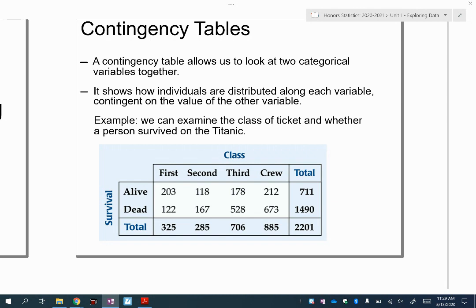So pretty much all of the contingency tables that you'll see in the notes here are from the textbook example of looking at the Titanic, and looking at two variables from the Titanic: the class of the ticket, so first class, second class, third class, and crew if they were working on the ship, and then whether they survived or not, so alive and dead. And these are actually the real numbers. This is not one of those made up ones. These are the real numbers from the Titanic.